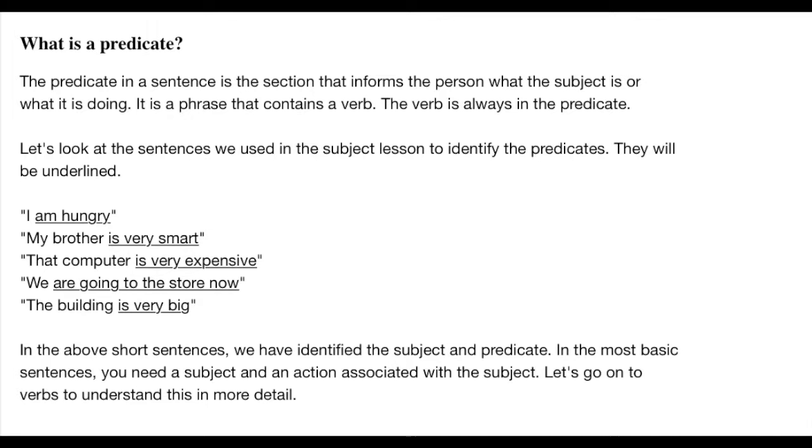I am hungry. My brother is very smart. That computer is very expensive. We are going to the store now. The building is very big. In the above short sentences, we have identified the subject and predicate. In the most basic sentences, you need a subject and an action associated with the subject. Let's go on to verbs to understand this in more detail.